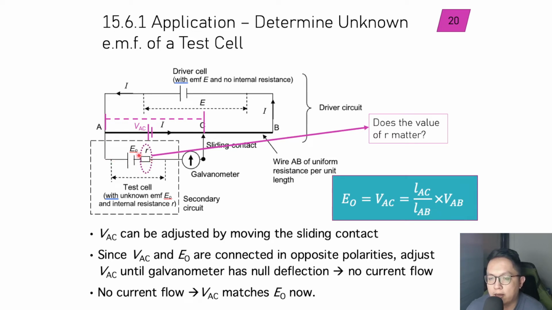But if you have a difference, even if this R is significant, because our galvanometer is very sensitive, it will still be able to detect a small current, even if you have a very, very small EMF and a very large resistance that will result in a small current. So the galvanometer will still deflect. So the value of R doesn't really matter here, which is the interesting thing about this way of measuring the test cell's EMF.